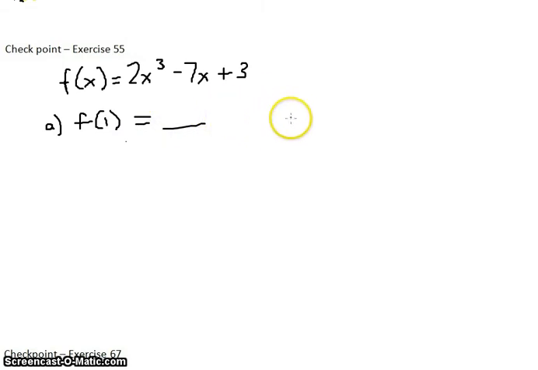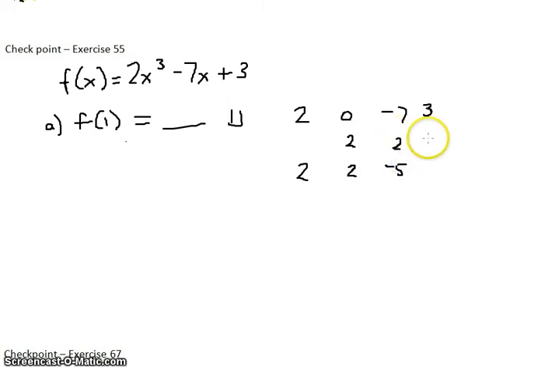Well, to use synthetic division, all we got to do is pretend like we're dividing in synthetic division with that number. So I'm going to put 2, then 0 because there's no x squared, then negative 7, then 3. So I'm going to drop down the 2. This becomes 2. This becomes 2 here. Then it becomes 2 again. This is a negative 5. This is a negative 5. And this is a negative 2.